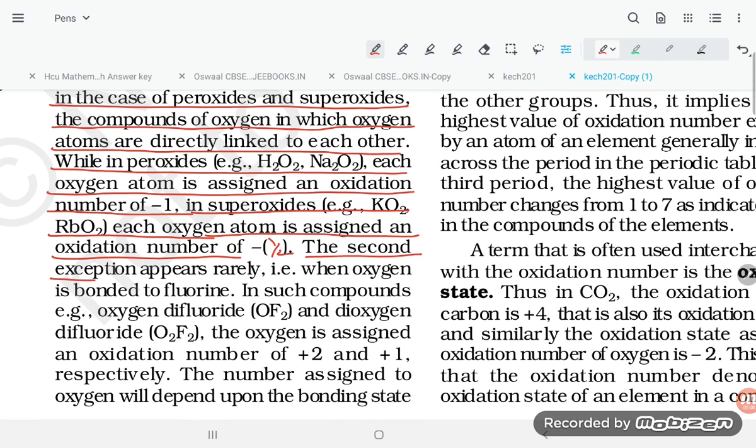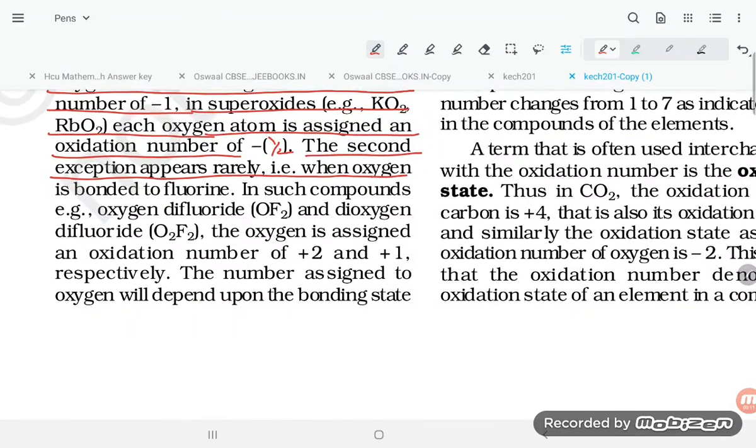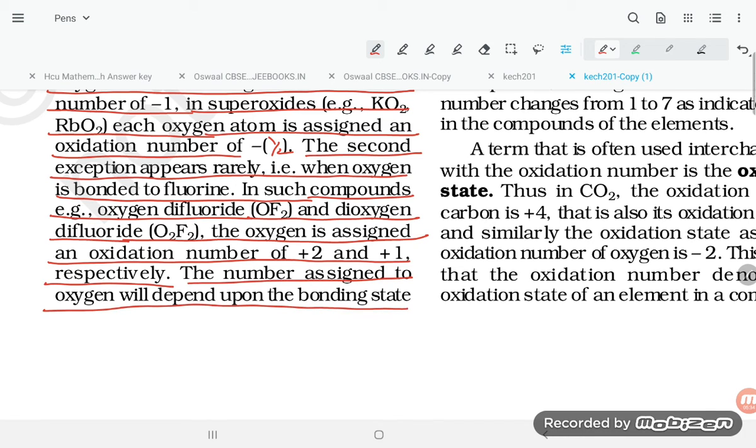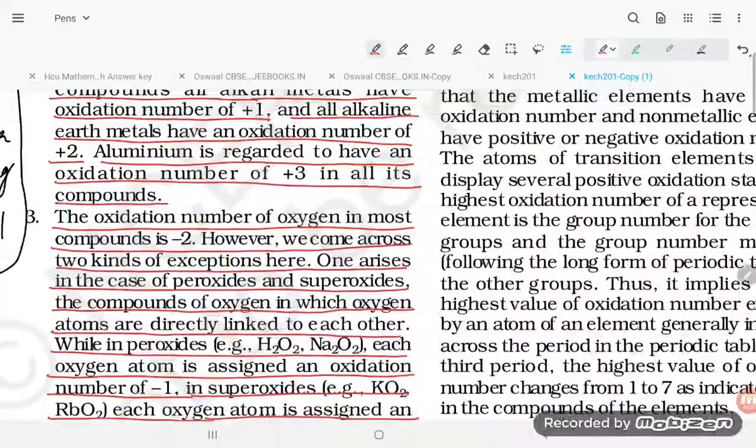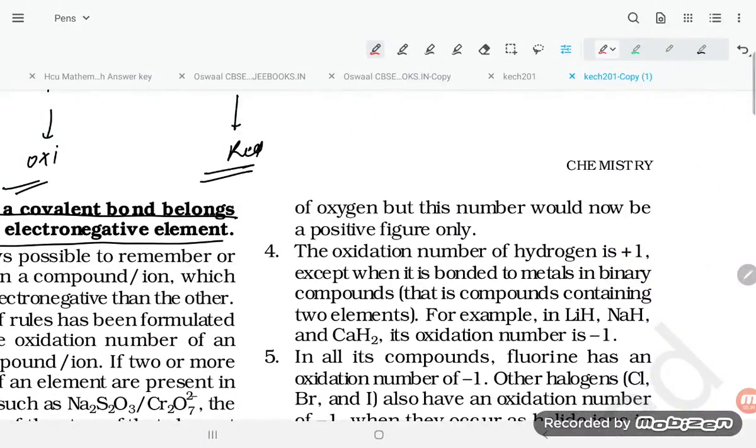The second exception appears when oxygen is bonded to fluorine. In such compounds, oxygen difluoride OF2 and dioxygen difluoride O2F2, oxygen is assigned an oxidation number of +2 and +1 respectively. The number assigned to oxygen depends upon the bonding state of oxygen, but in these cases it would be a positive figure only, right?